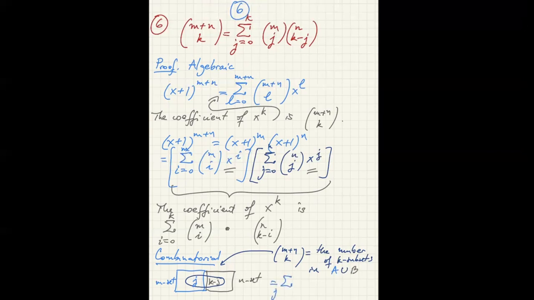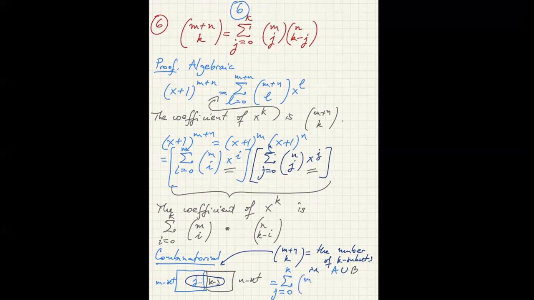Well, how big can the overlap be with the m set? Well, it can be as little as nothing, j equals 0. And how large can it be? Well, it can be as large as the whole k elements. And in how many ways can I pick these j elements here?